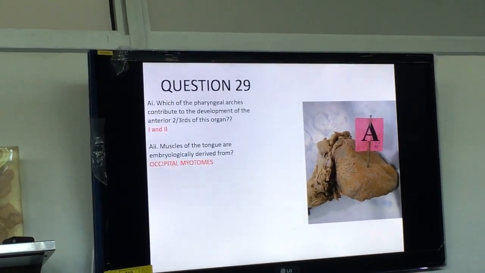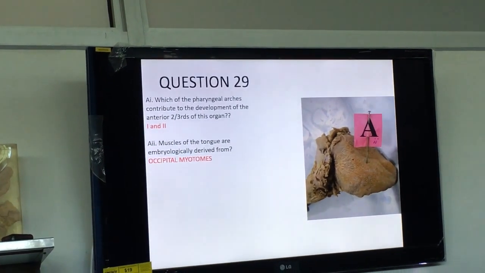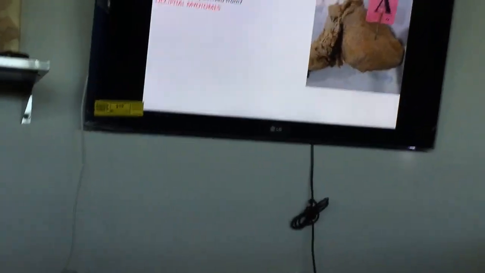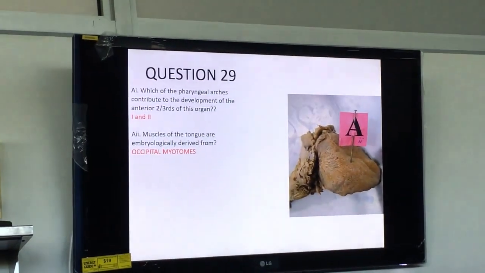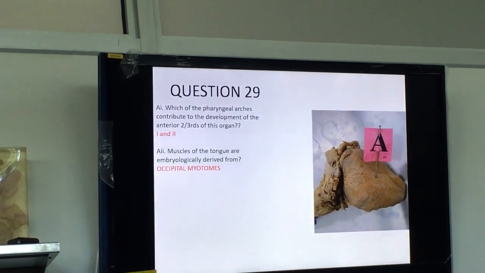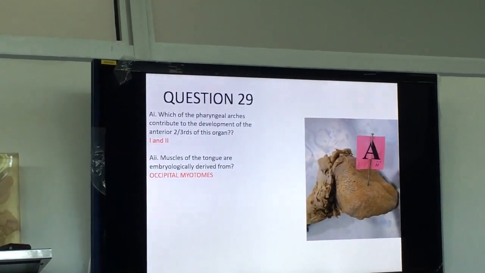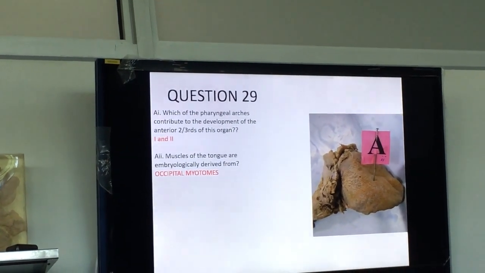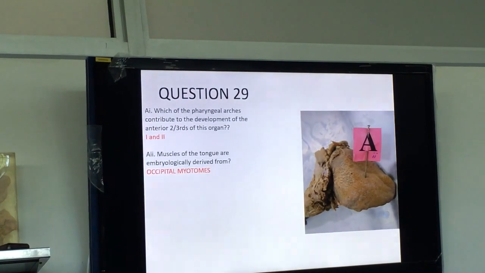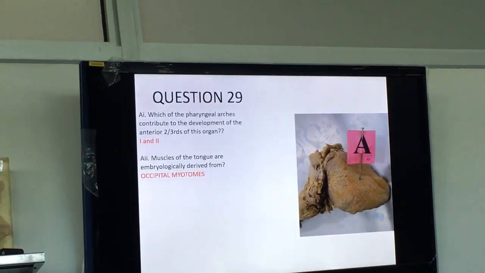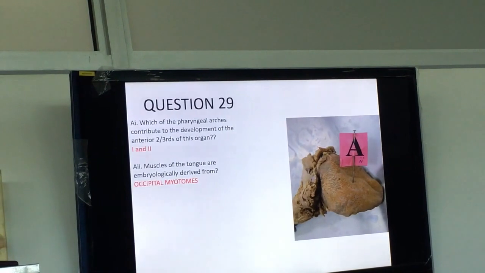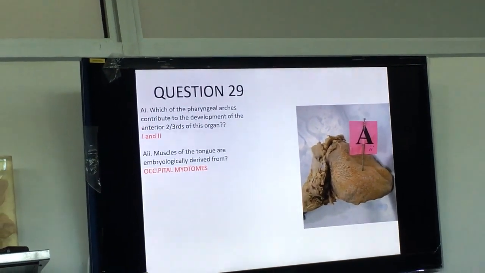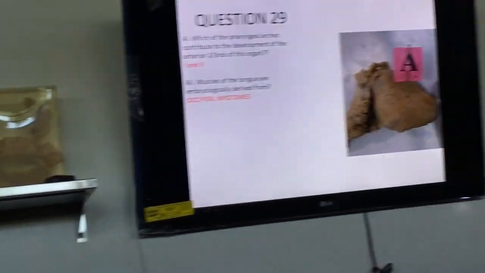Which of the pharyngeal arches contribute to the development of the anterior two-thirds of the tongue? And what if they ask you where the mucosa of the area indicated is derived from, and you're telling them about no arch? What are you going to tell them? You can say lateral lingual swelling, or you can say tuberculum impar. So pharyngeal arches 1 and 2, and then tuberculum impar and lateral lingual swelling.